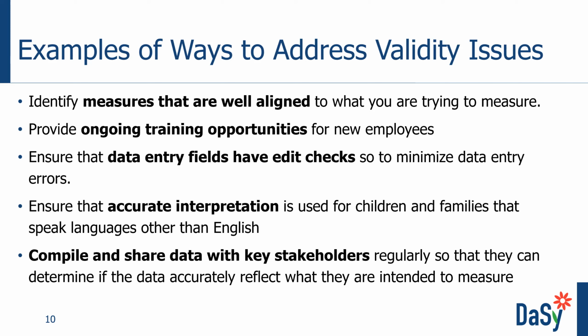Compiling and sharing data with key stakeholders regularly so that they can determine if the data accurately reflect what they are intended to measure. As you may have noted, high validity tends to require at least modestly reliable measurements. So it may be necessary to reduce or eliminate reliability issues first.